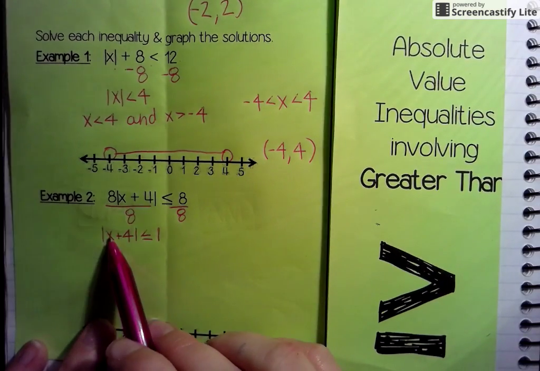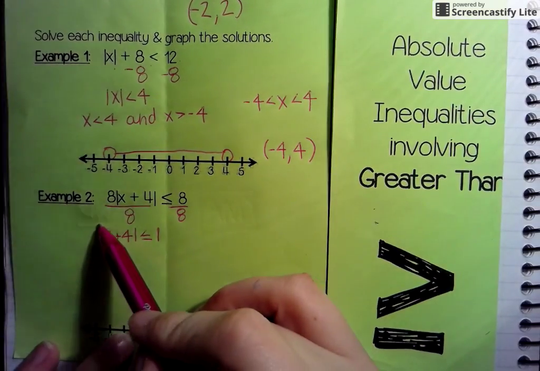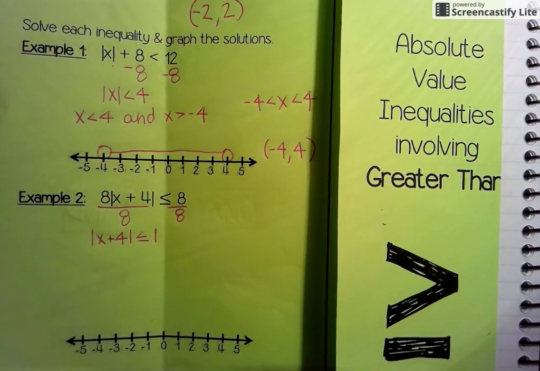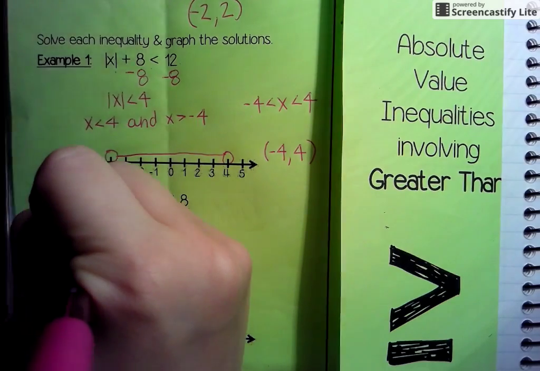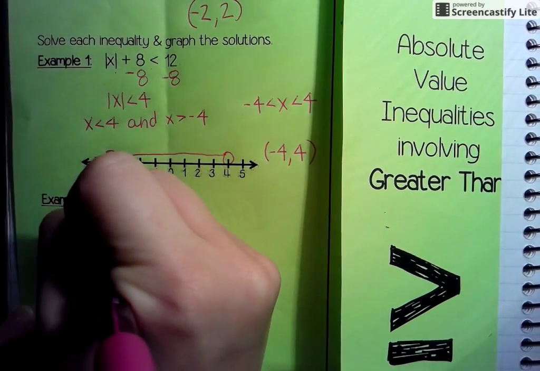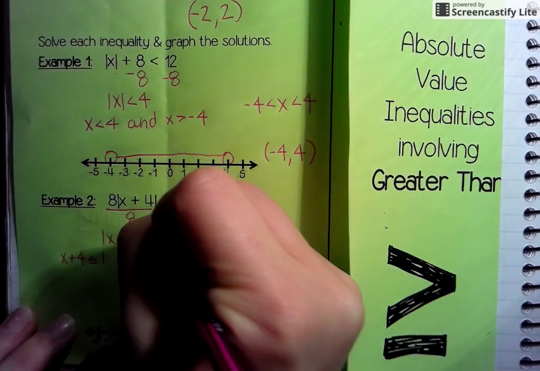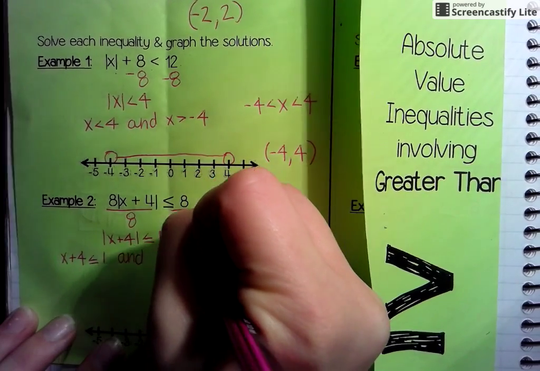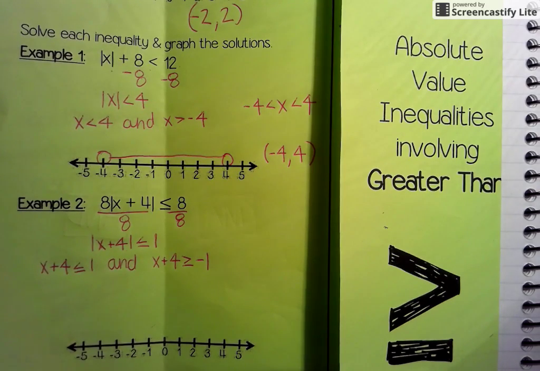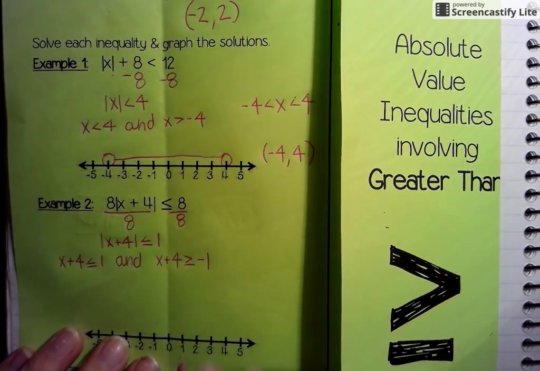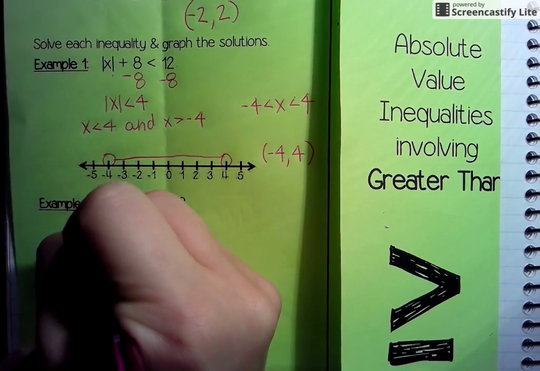I know that you have an x plus 4, but that's within the absolute value. So I know right now that everything inside the absolute value is by itself. So now I can make my two equations. I have x plus 4 is less than or equal to 1, and x plus 4 is greater than or equal to -1. So I always make one positive, one negative, and then I flip the sign of the second equation. So I'm now going to solve. So I subtract 4 on both sides.